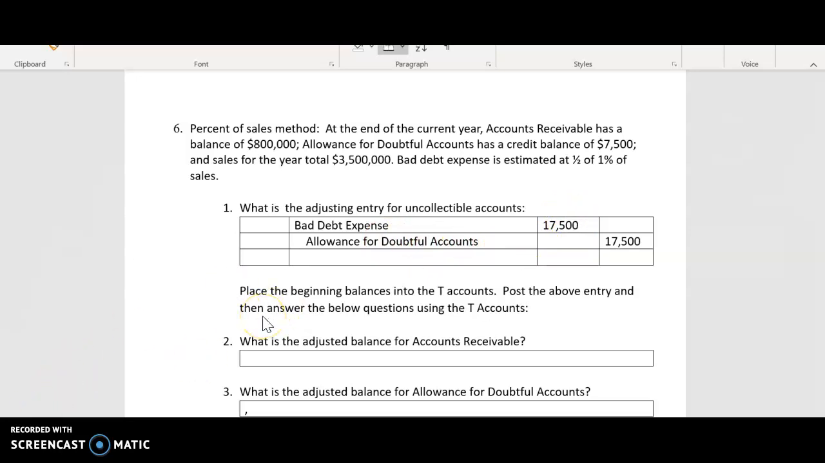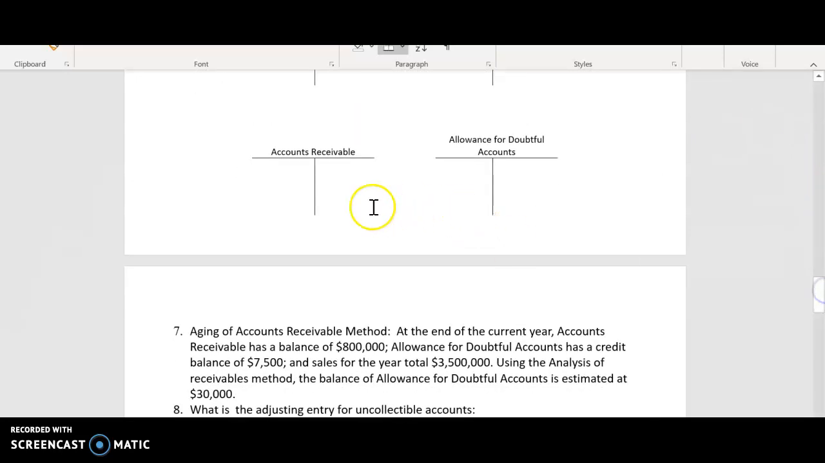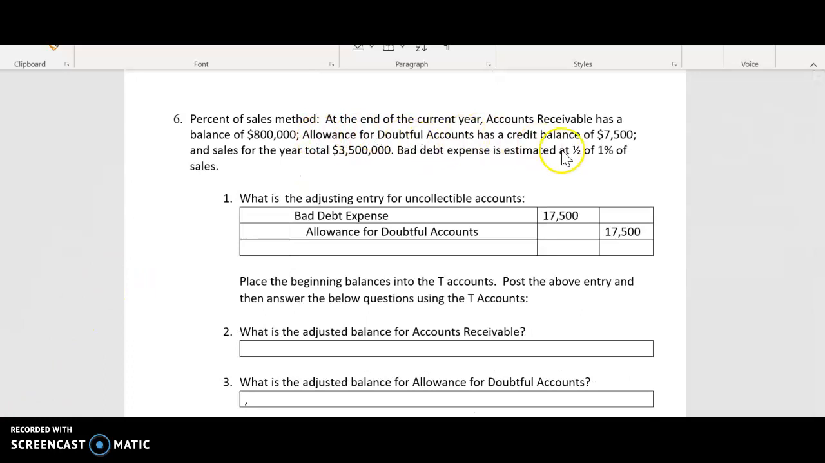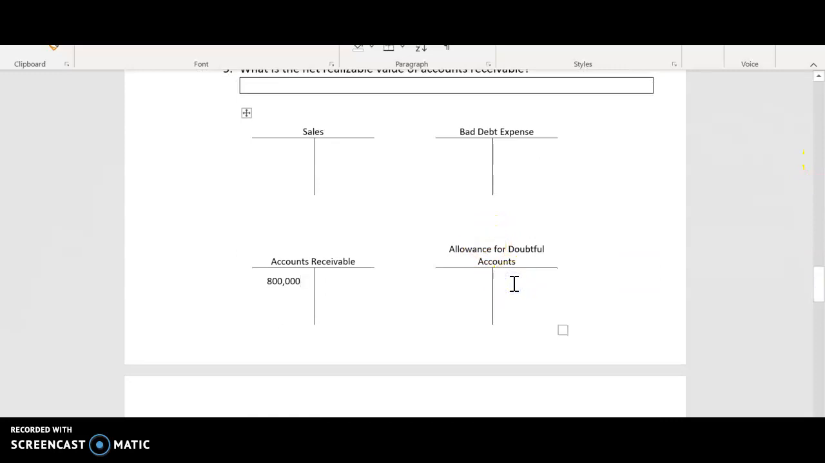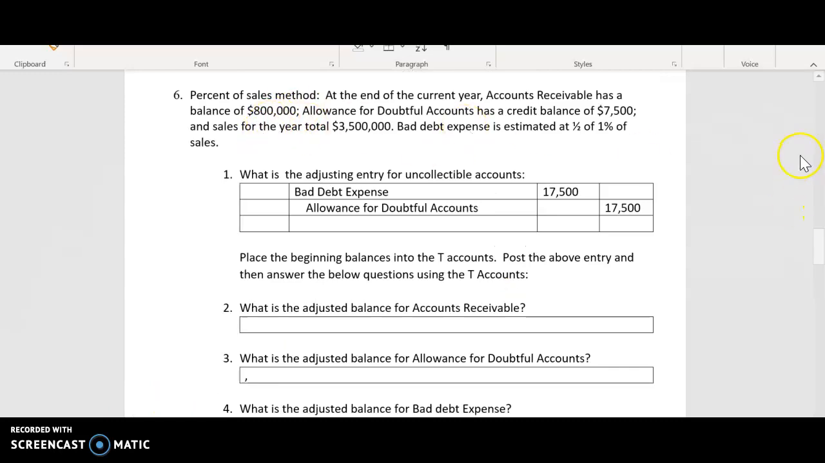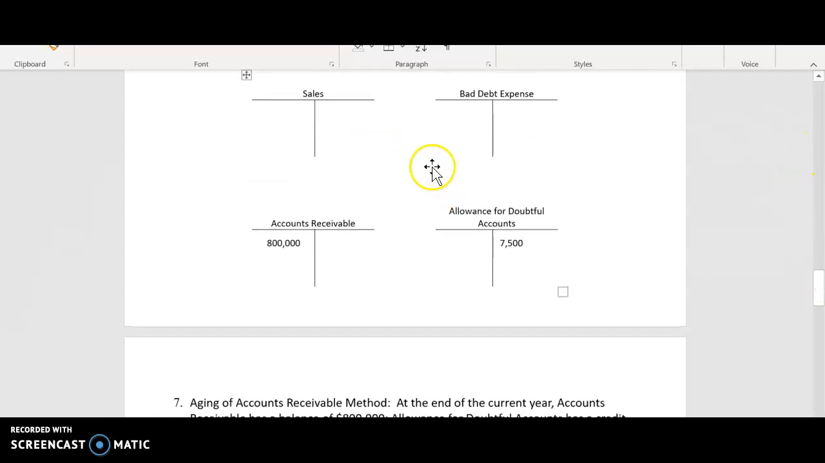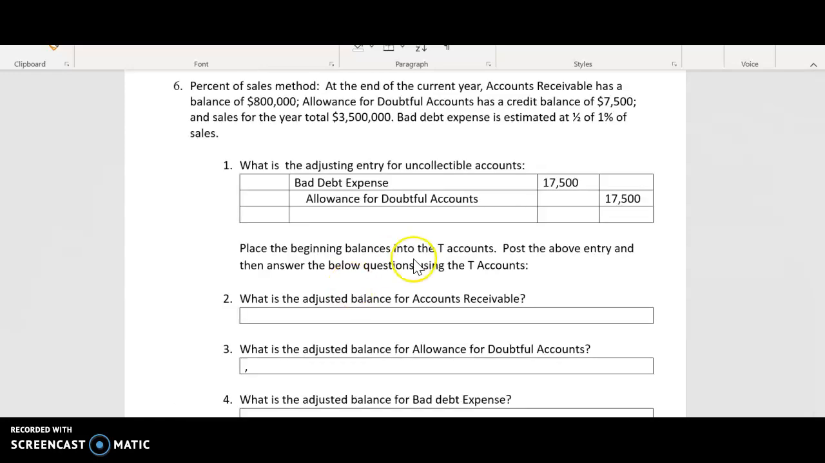Now we're going to place these beginning balances in the T account and see how we use this information. It says at the beginning of the year, accounts receivable has a balance of $800,000. So we're going to put $800,000 on the debit side because it has a normal debit balance. And then it says that allowance for doubtful accounts has a credit balance of $7,500. And then I see that sales were at $3,500,000. Sales is a normal credit balance. So I've entered the beginning balances.